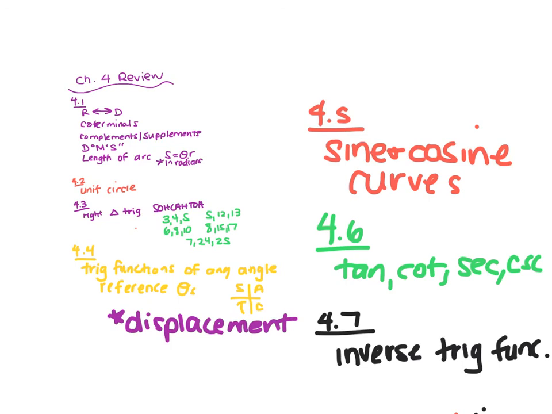Know how to find reference angles. So if I said 11 pi over 3, you should be able to give me that the reference angle is pi over 3. Or if I gave you 200 degrees, you should be able to tell me the reference angle is 20 degrees. It's the difference from that angle to the x-axis.